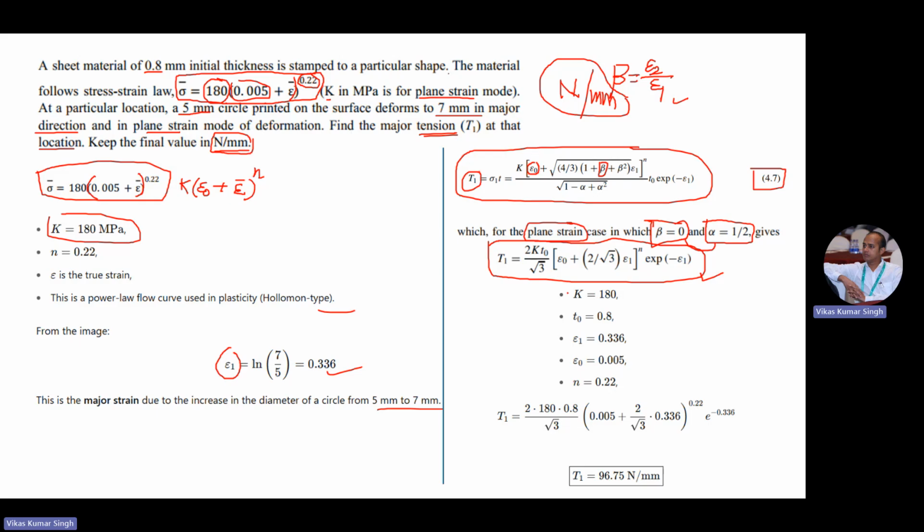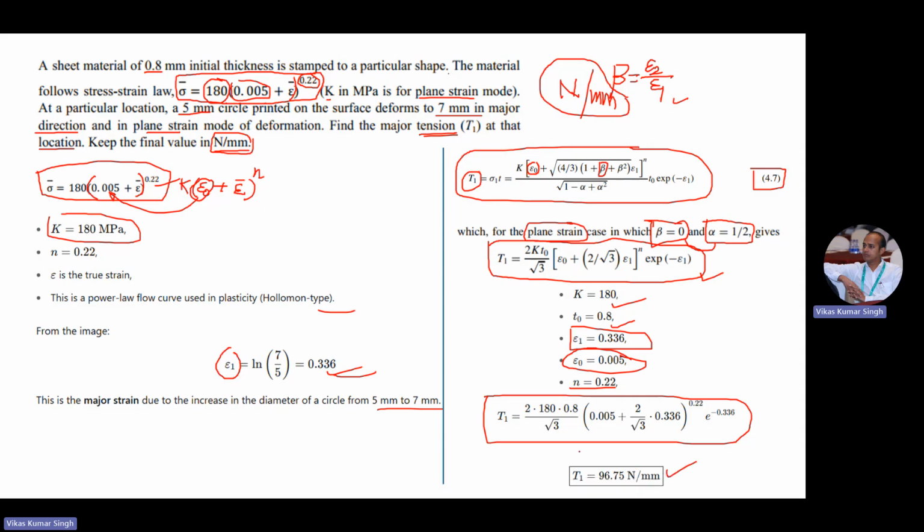All values are given. K is given, T naught, the initial thickness, is given, and we have calculated this value from here directly. This value epsilon naught we can take directly from here, and n, the power, is also given. If we put all these values in the formula, we will get the traction value directly. So this is the traction value. I hope this is clear, because it comes directly from the formula.